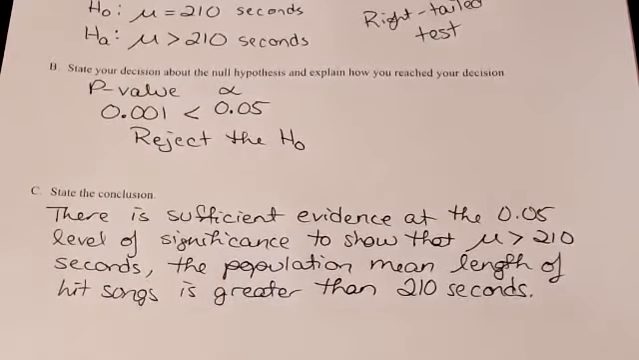Our conclusion in this case is that there is sufficient evidence at the 0.05 level of significance to show that mu is greater than 210 seconds. The population mean length of hit songs is greater than 210 seconds.